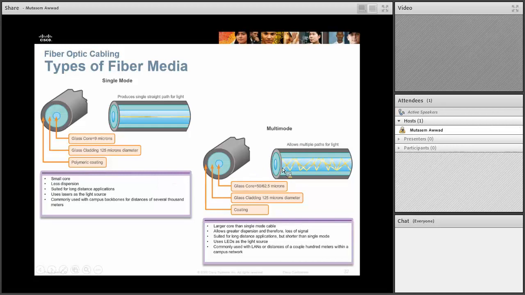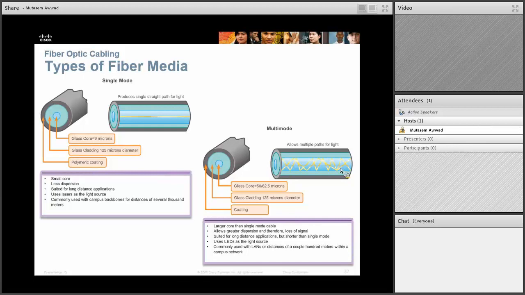That means you have to send multiple signals. And if you send multiple signals, it's best to have each signal take a different path. So you need them to bounce off the inside of the core. And therefore, you expect the distance for a multi-mode fiber to be a little bit shorter than the single mode. The core is a little bit thicker than the single mode, and they use LEDs, the light emitting diode, as the light source.